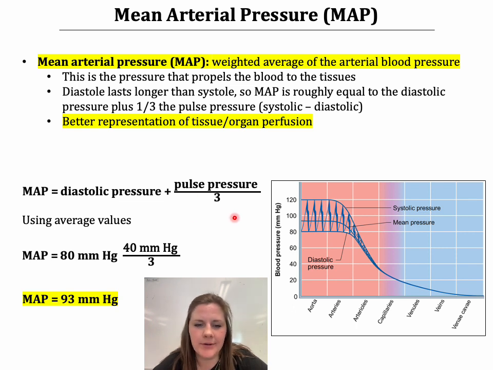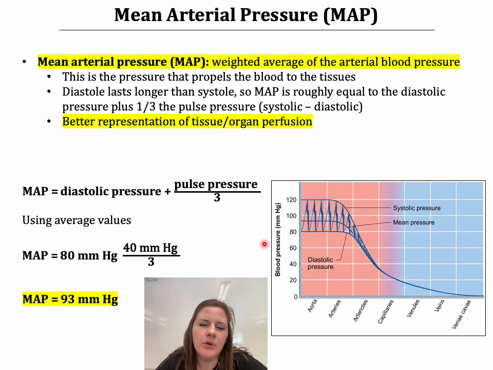So, we're not going to dive into the math of it, but that's what it is. It's a weighted average, right? It takes into account the period of time the heart is in relaxed versus contracting. And this just creates a better representation of that arterial pressure, and it represents tissue and organ perfusion, the blood actually flowing through the organs, okay?